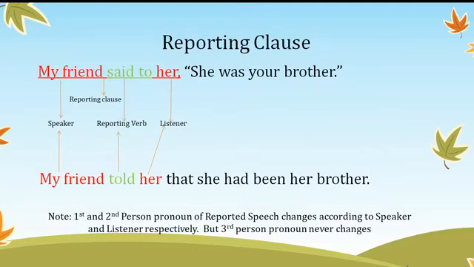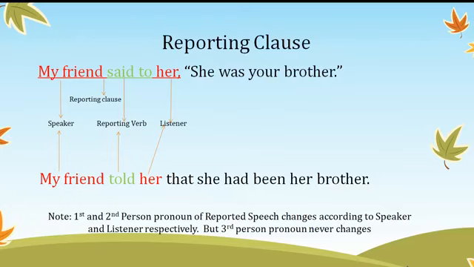I told you what will be there in the reporting clause: my friend is the speaker, "said to" is the reporting verb, and "her" is the listener. So in the reporting clause there will be the speaker, reporting verb, and listener. The three combined make the reporting clause, isn't it? I already mentioned that to you.